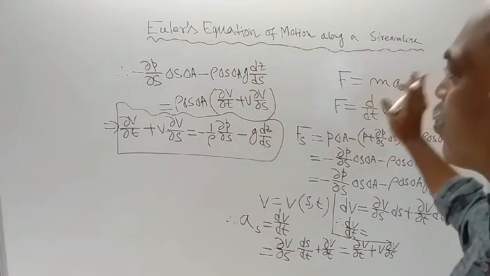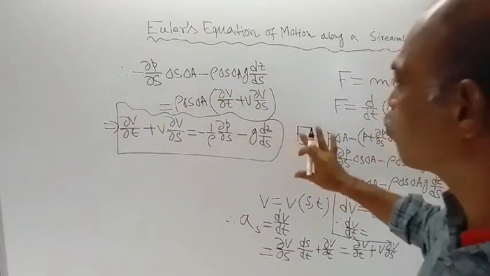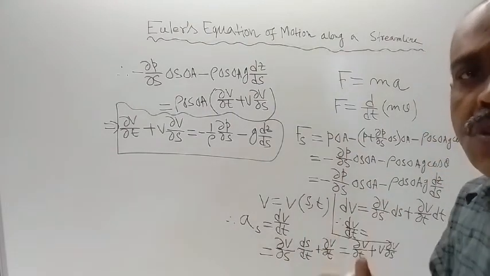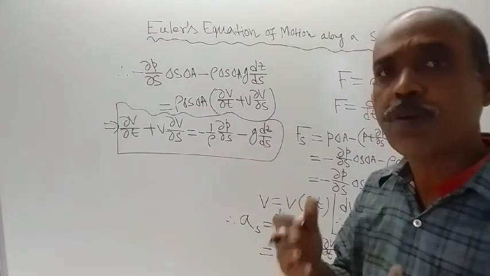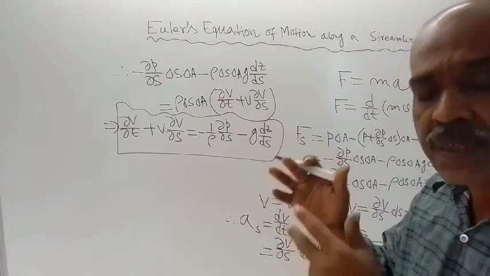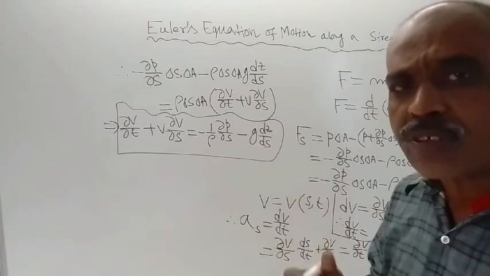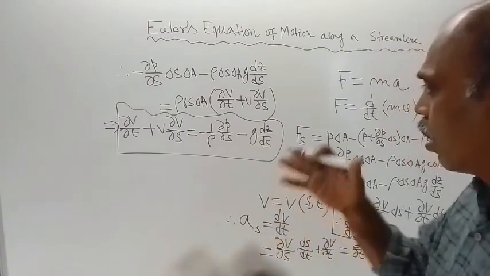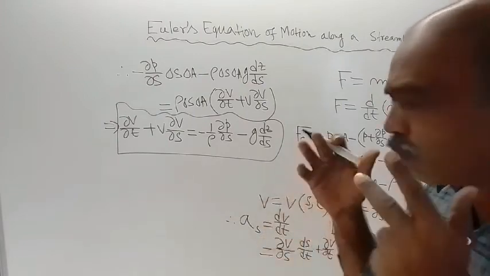This is Euler's equation of motion along a streamline. Here the body force term has been taken to be only the weight of the fluid and nothing else. Other body force terms have been neglected here.